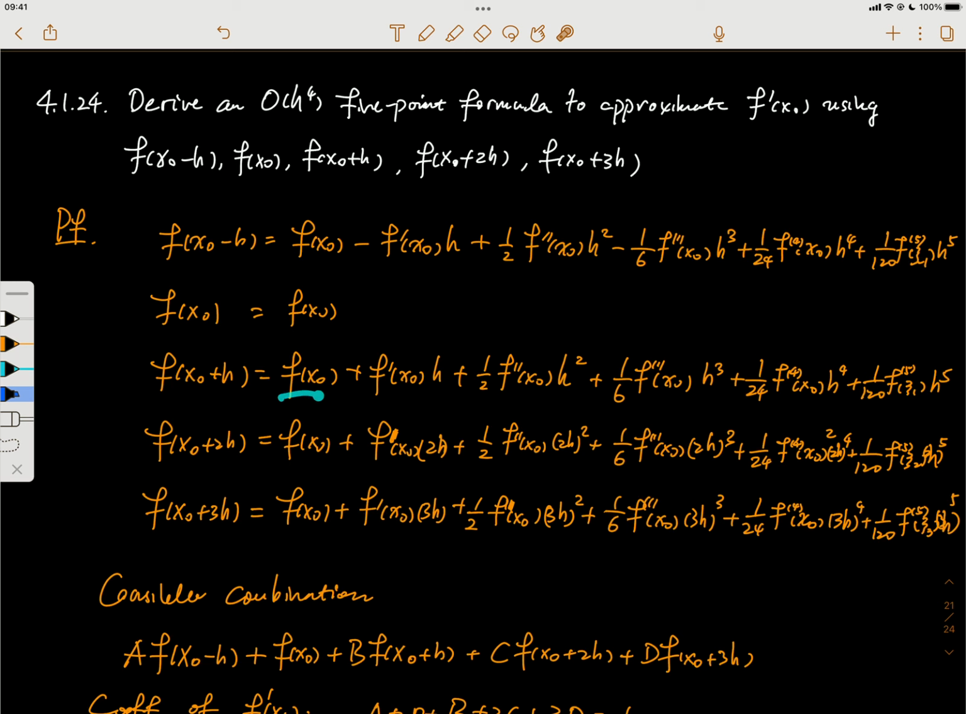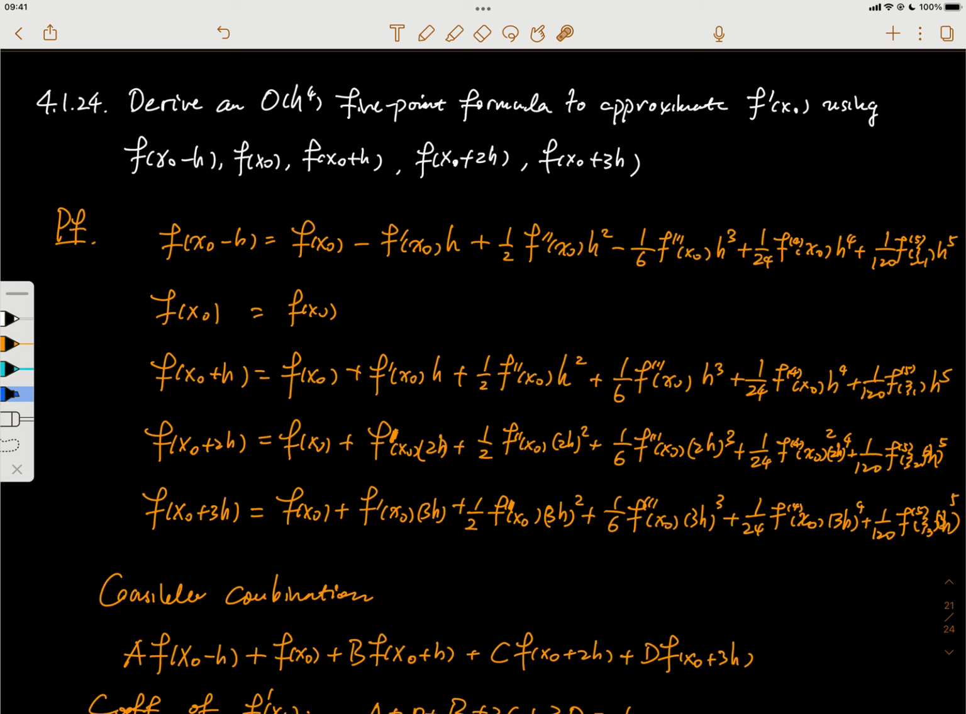For x0 plus h, we just take the expansion. It's the same as this one here, except that negative h becomes h. Also here, it's just the expansion at x0, but it's going to have the 2h, so everything you have here will have 2h. Same thing, they're going to have 3h here. So now we have these 5 expansions.